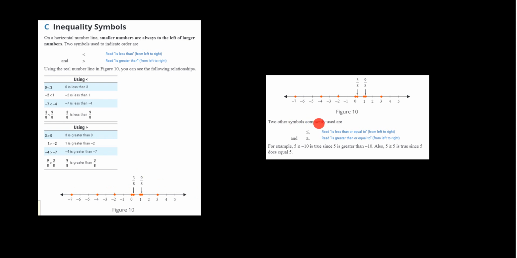And two other symbols that are commonly used are the less than or equal to and the greater than or equal to, right? So basically what that means is, for example, 5 is greater than or equal to negative 10 is true since 5 is greater than negative 10. Also, 5 is greater than or equal to 5 is true since 5 indeed does equal 5. And of course, we saw an example of that on the previous page here.